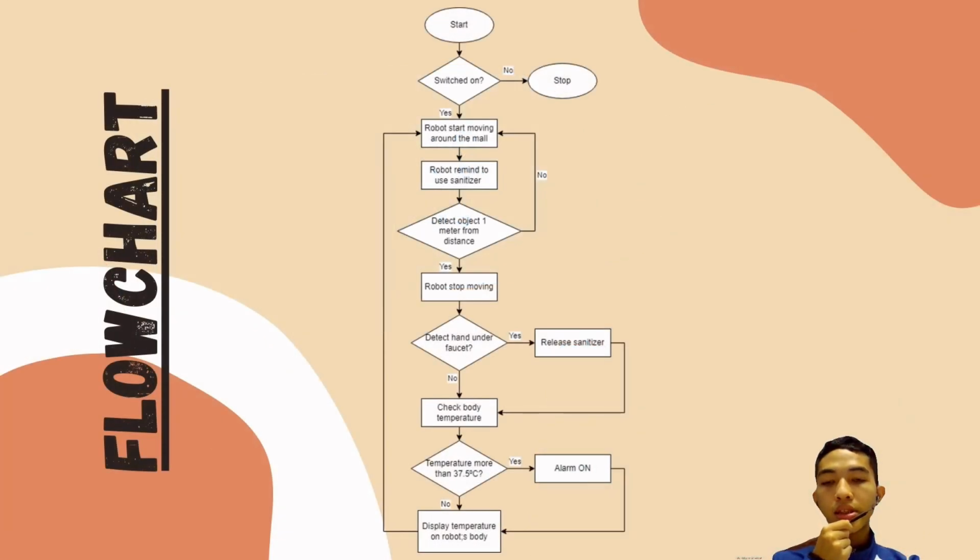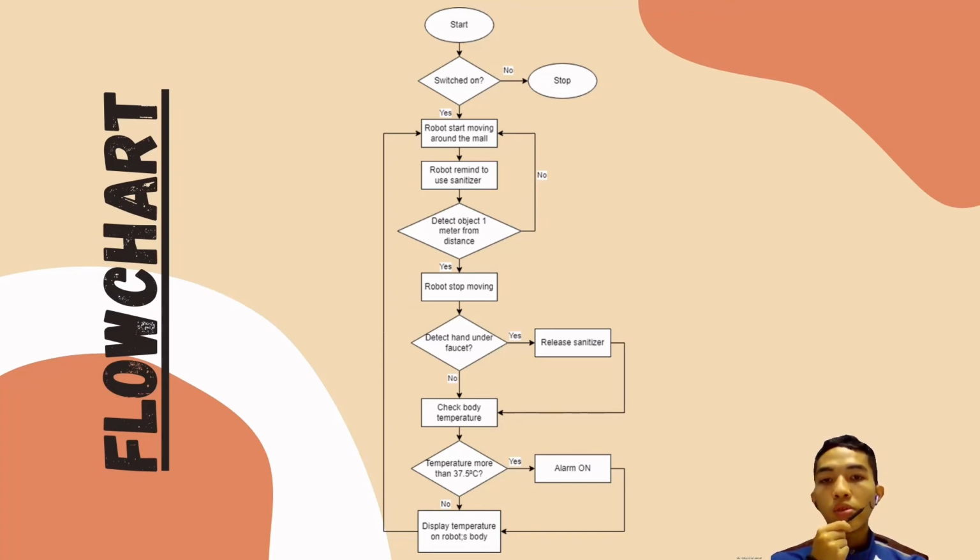So for the results and analysis, this is the flowchart for the Mall Robot Sanitizer. To start, we switch on the robot, and the robot will start moving around the mall, searching for people. At the same time, the robot will remind people to sanitize themselves. And if the robot detects an object or person 1 meter from it, it will stop moving. If not, it will continue searching for people.